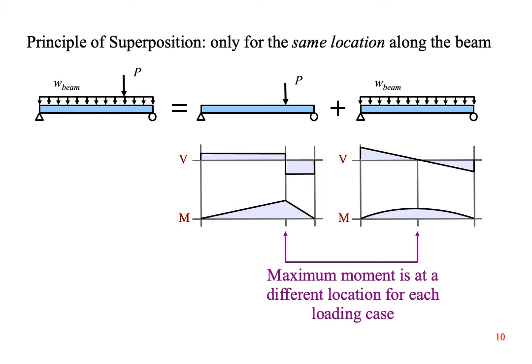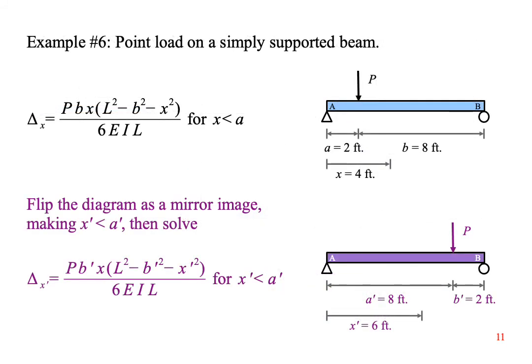The maximum deflection also occurs at different places along these beams. You can add deflections at the midspan or at location x equals 3 feet, but you cannot just add the maximum values.